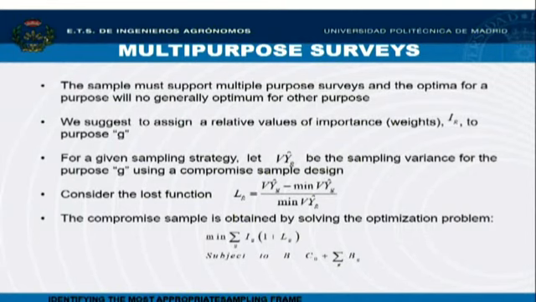One more minute to remind you that the sampling design generally is multi-purpose. And in this case, it is evident that the optimal design for one purpose is not the same for another purpose. Then we suggest assigning a relative value of importance, a weight, to each purpose, and reformulating the optimization problem but using a function that is a weighted average of the different purposes. The solution can be obtained in the same way in this case.